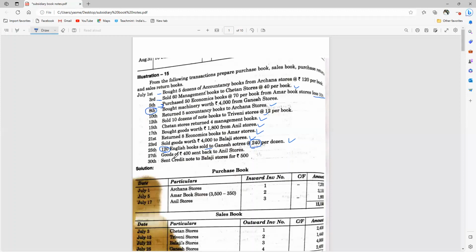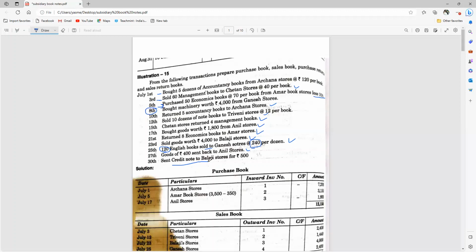Next, goods of 400 sent back to Anil stores. That is a purchase return to Anil. In previous transactions, we have purchased goods: bought goods worth rupees 1,800 from Anil stores. Now we have sent 400 worth of goods back to him. That is a purchase return. Sent credit note to Balaji stores for rupees 500. Debit note is issued in purchase return.